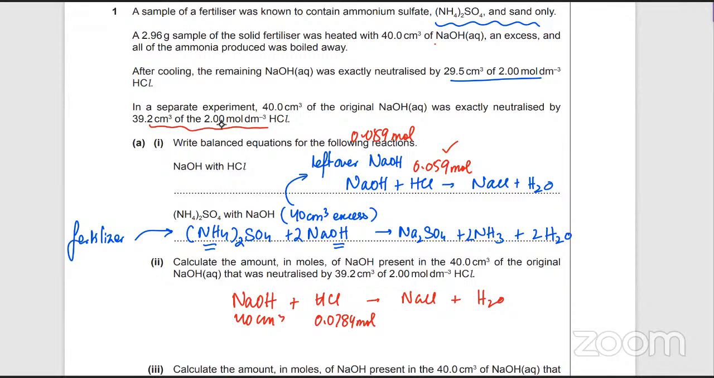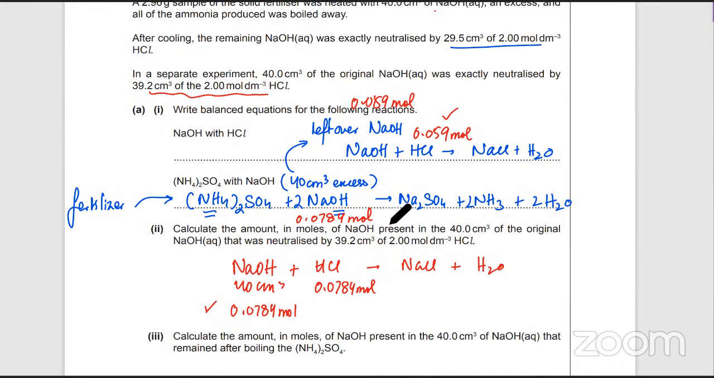So again 0.0784 moles, right? So that means your original NaOH had these many moles, 0.0784 moles, of which 0.059 moles is left at the end of the reaction. So in steps, he asked first to find out the moles of NaOH in your original sample, and then calculate the moles of NaOH present in the NaOH that remained after boiling. So those are done.